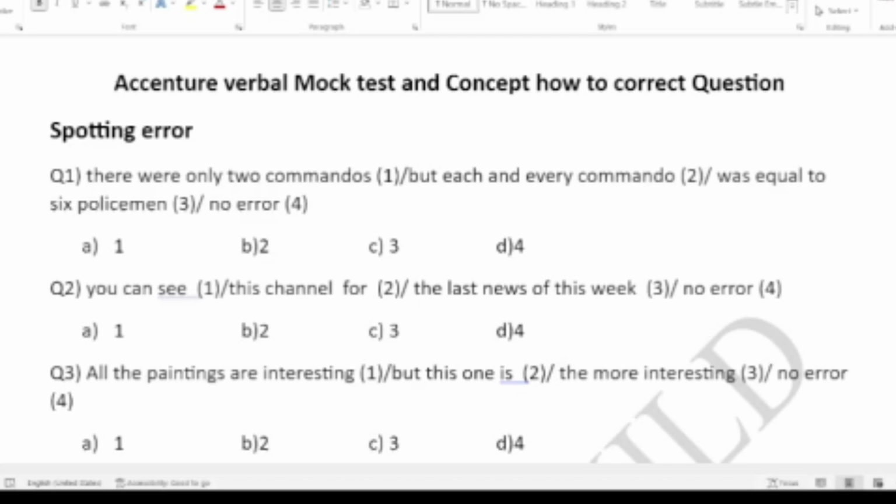In today's video, we are discussing an Accenture verbal mock test where I tell you the concept, how to solve verbal ability questions, and also tell about some specific rules which are applicable in sentence arrangement, spotting errors, and other types of questions which are asked in Accenture. So without further delay, let's start the video.